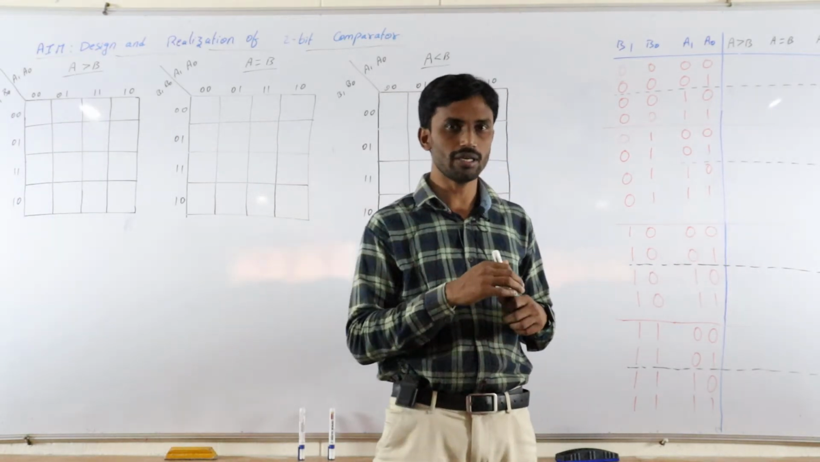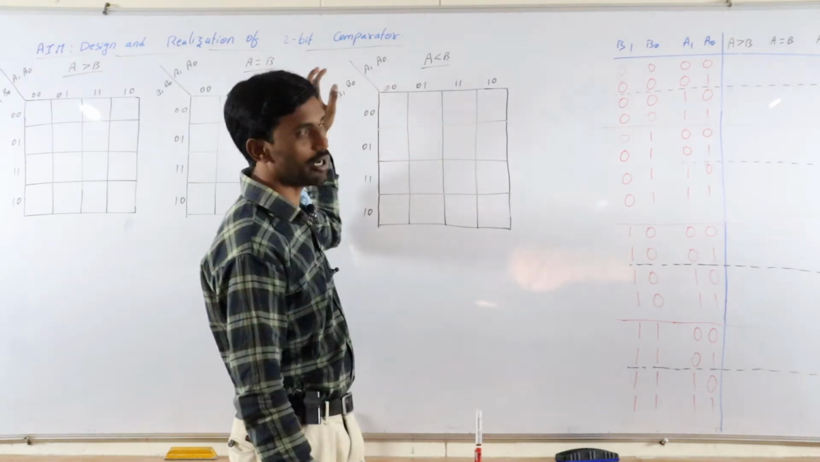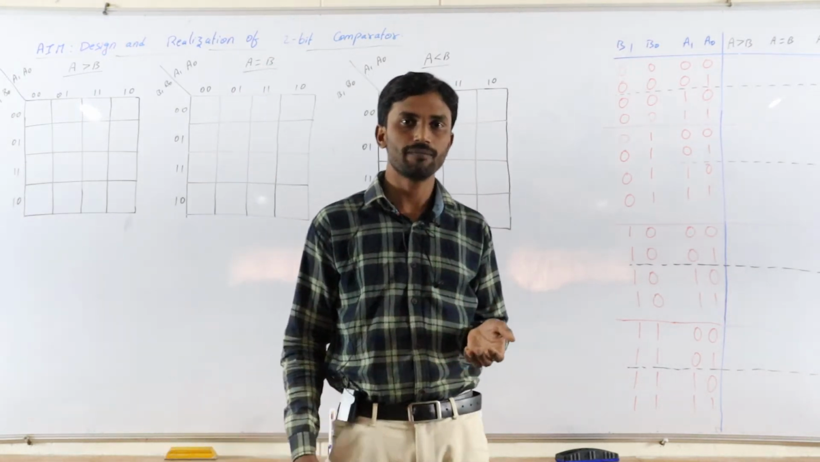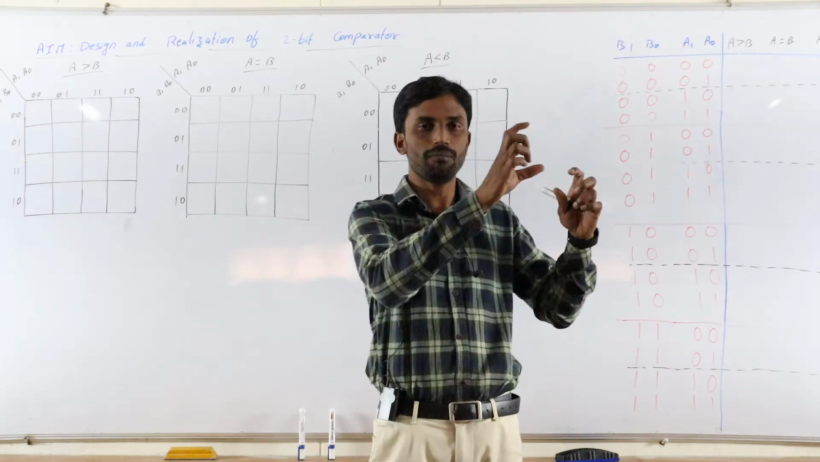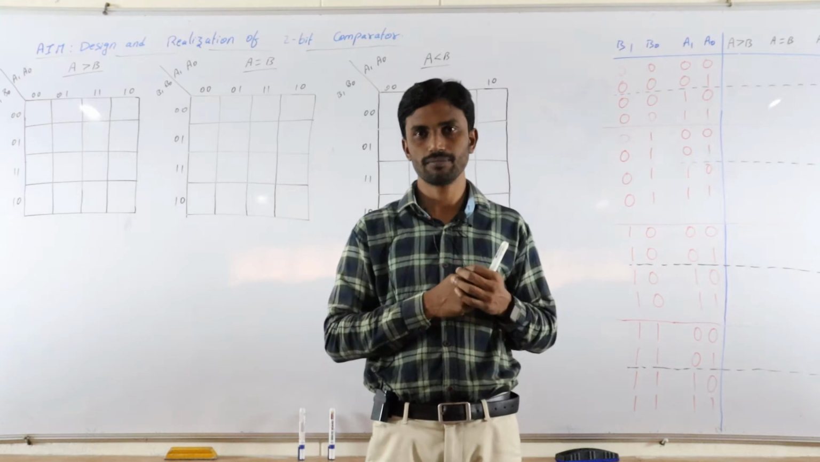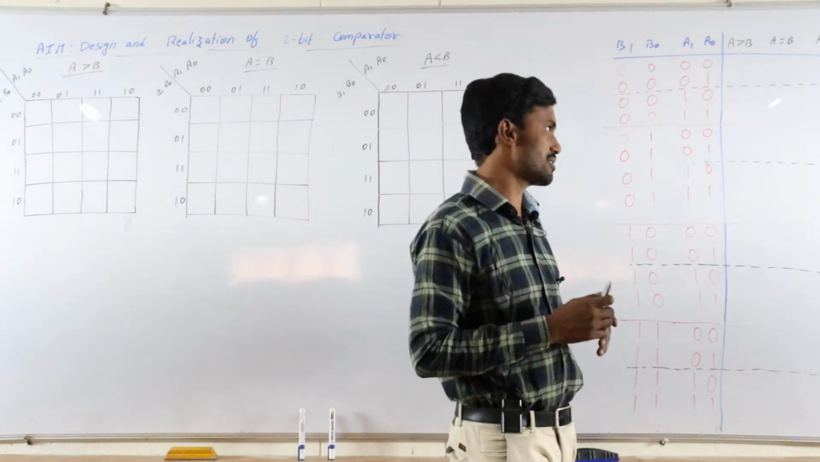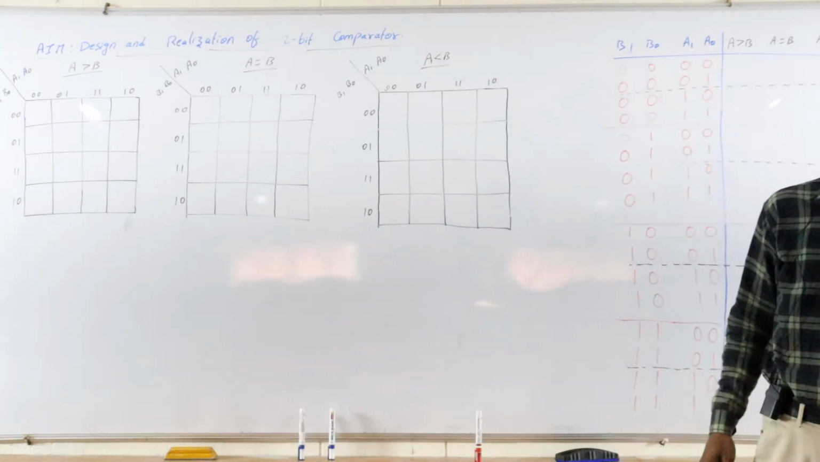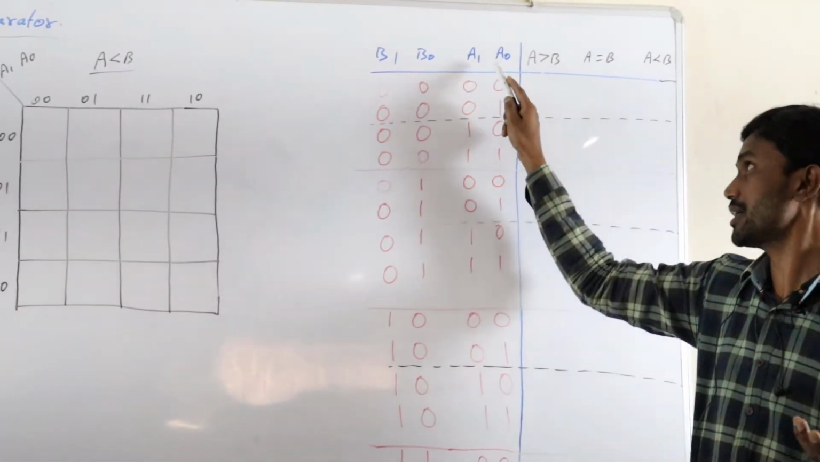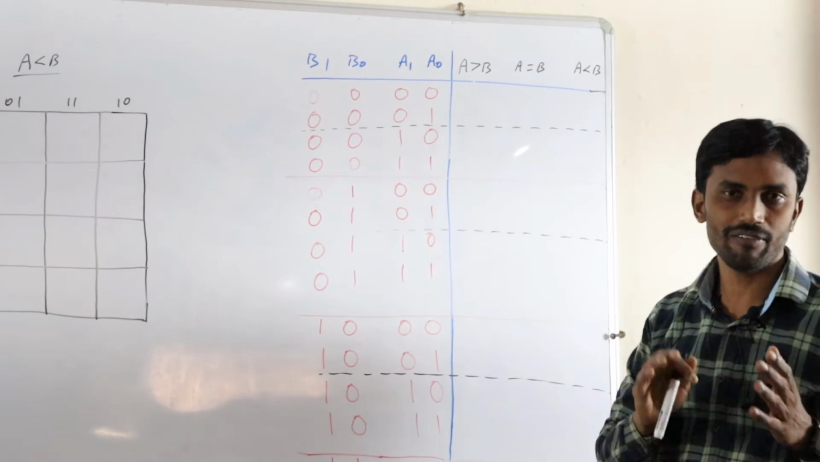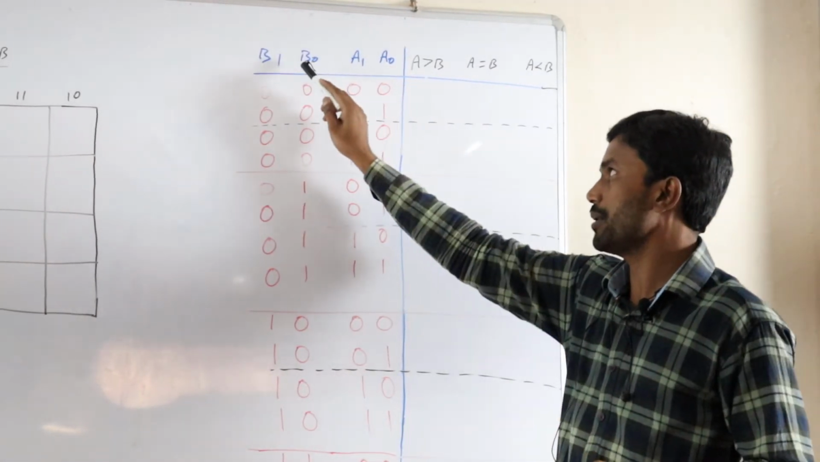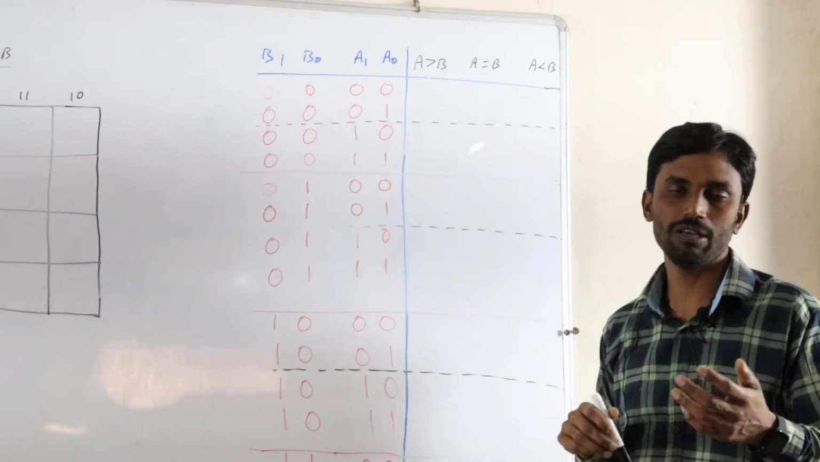So in our circuit, we are going to design a 2-bit comparator circuit. What is the meaning of 2-bit? It means we are comparing two numbers, each of 2 bits. Let's see the truth table, now you can understand it very clearly. A is a number which contains 2 bits, A0, A1. B is a second number which contains 2 bits, B0 and B1.